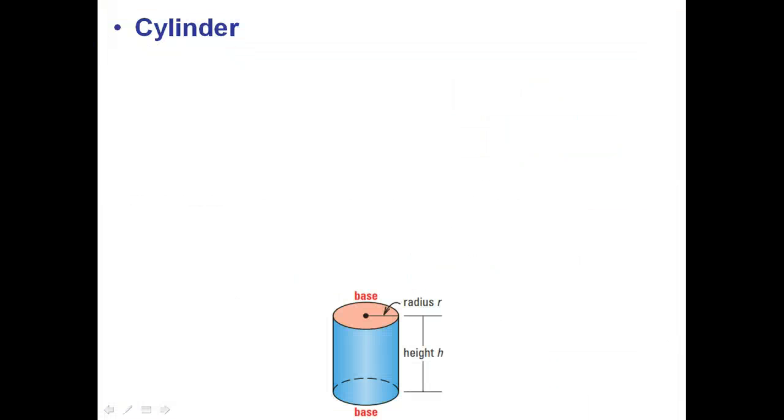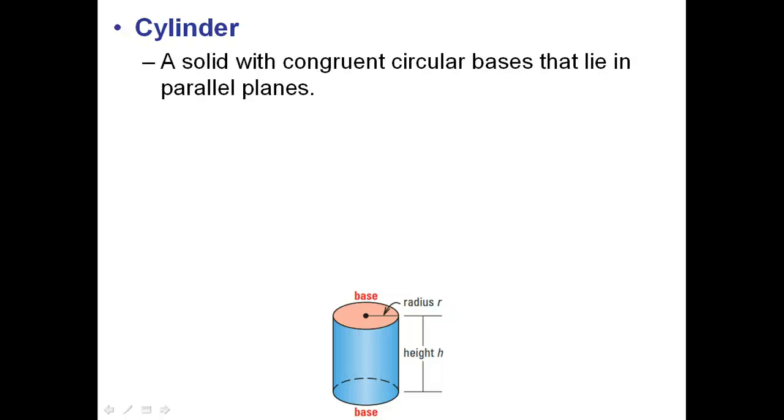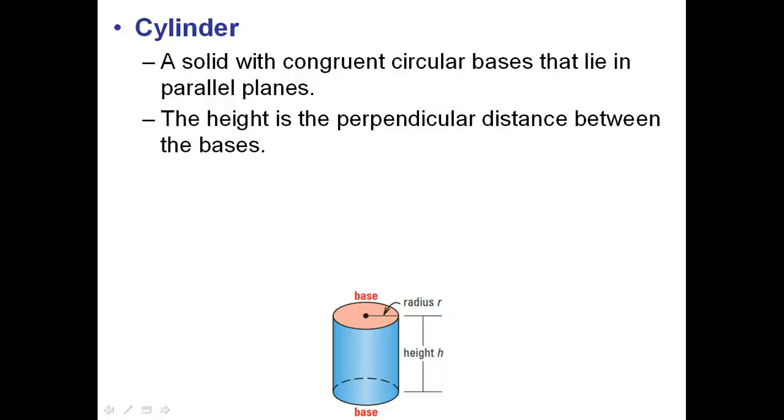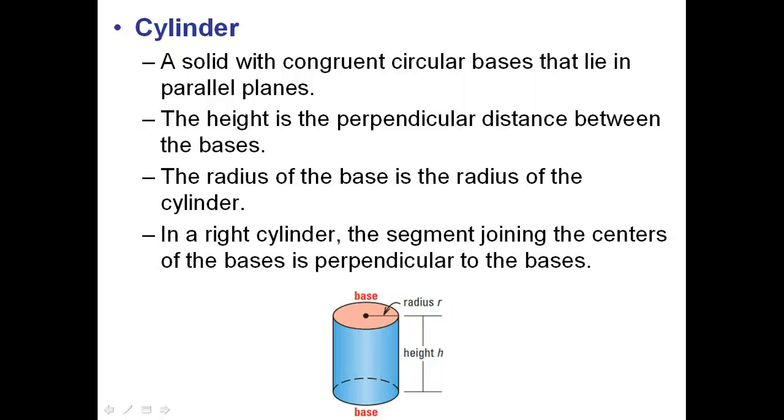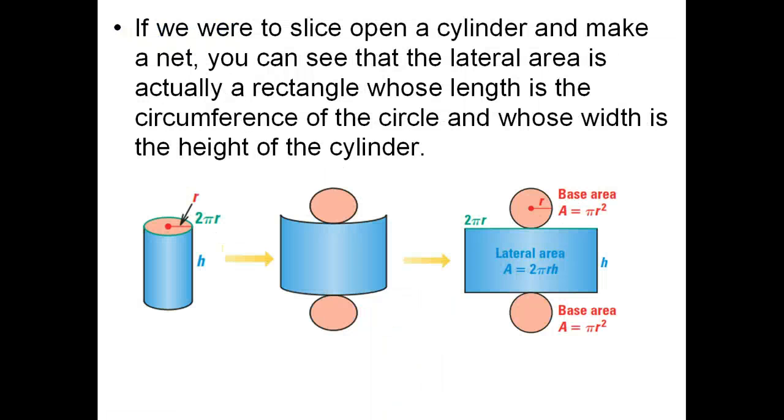A cylinder. Remember, a cylinder is like a can. It's a solid with circular bases that lie in parallel planes. The height is a perpendicular distance. The radius of the base is the radius of the cylinder. In a right cylinder, the segment joining the centers of the bases is perpendicular to the bases. And so that would give us our height.